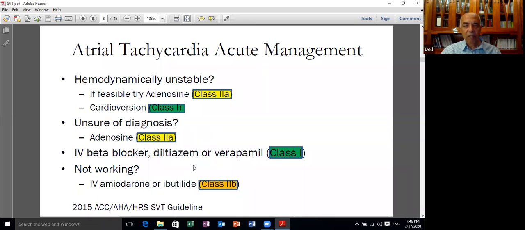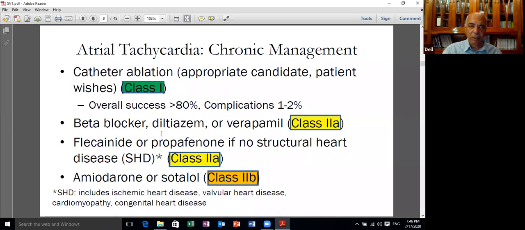As you see here, we don't find 1C because 1C is not usually used in patients with structural heart disease, and the large majority of patients with atrial tachycardia have organic heart disease, so 1C should not be used. So for chronic management, catheter ablation is the first choice.